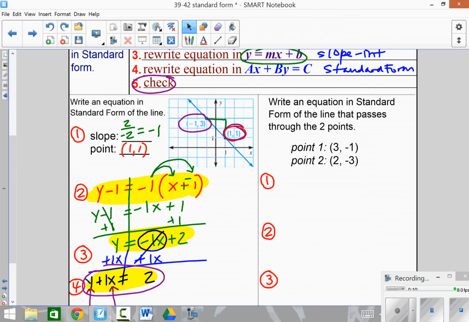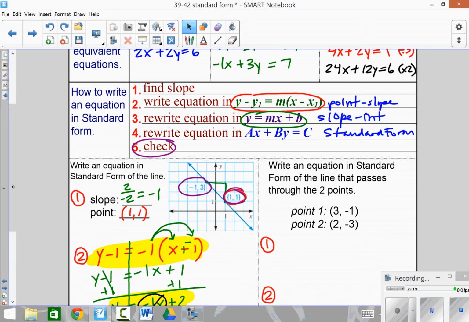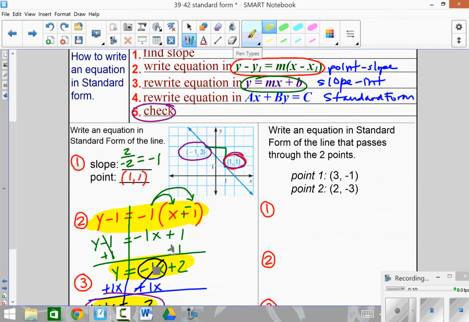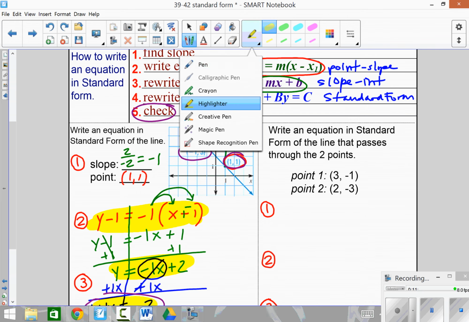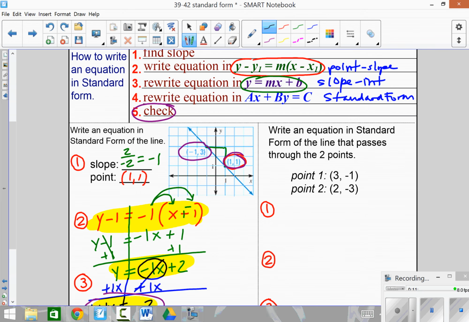Following the same exact steps, it says write an equation in standard form of the line that passes through the 2 points. So my first step is we're going to find the slope. So let's go ahead, y1 minus y2 divided by x1 minus x2. All right, y1 minus y2. So my m is negative 1 minus negative 3. There's my y's. And then 3 minus 2. Chop, chop. Negative 1 plus 3 is 2. 3 minus 2 is 1. Looks like my slope is a 2.